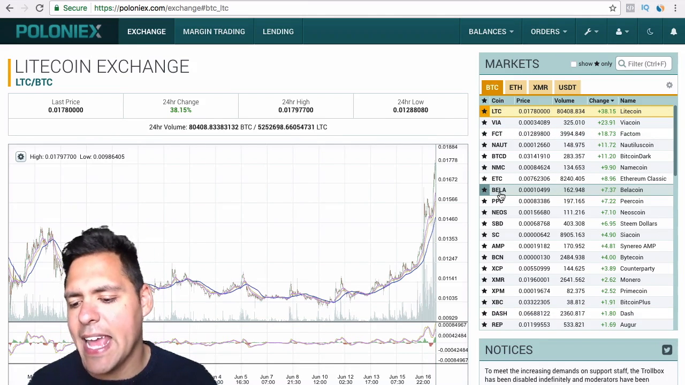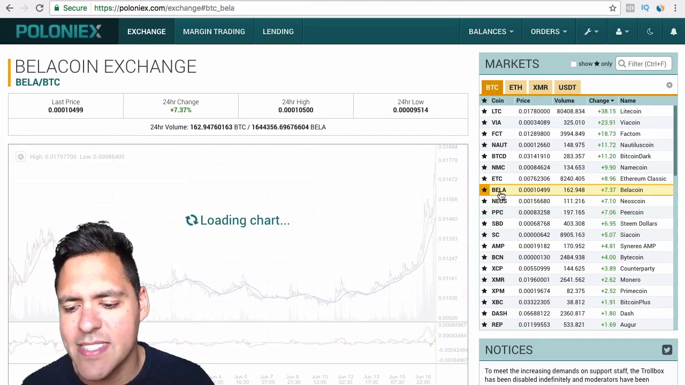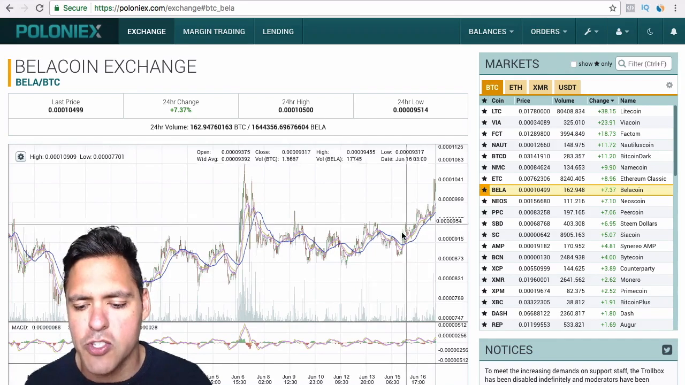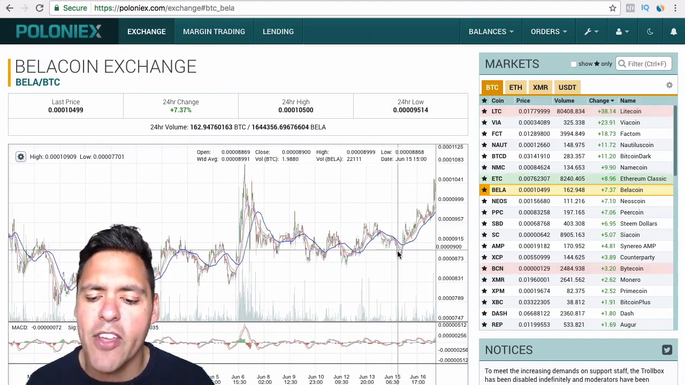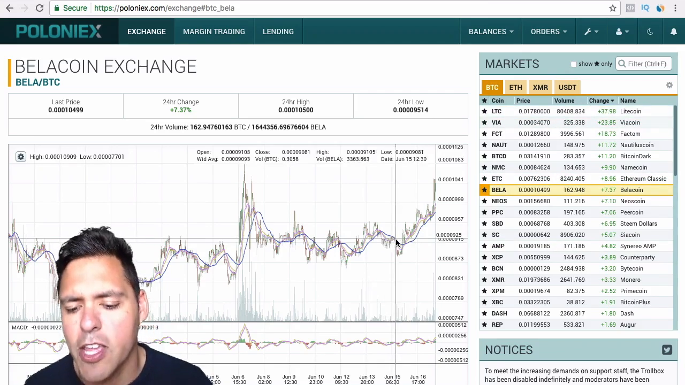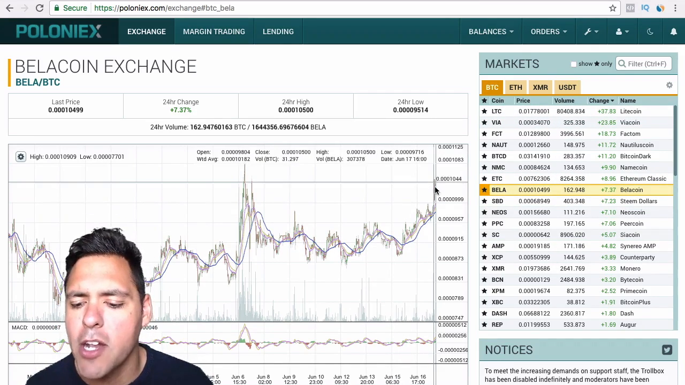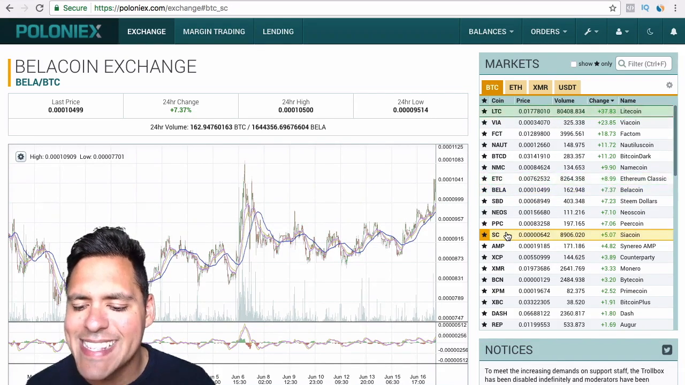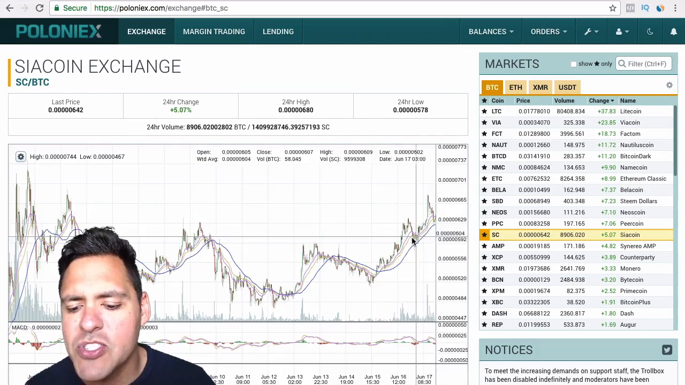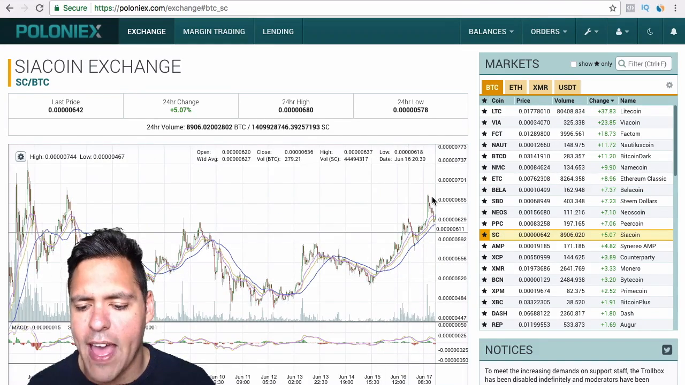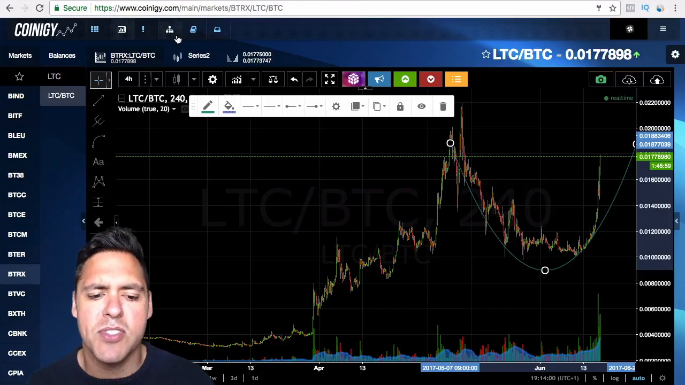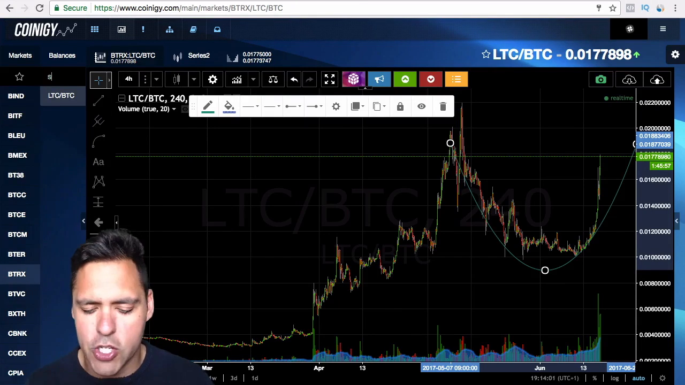Bella is a cryptocurrency that I invested in literally 2 days ago when I saw it had dropped during the crash. It dropped in value and I saw it at the perfect time, and look at that rise. SEA coin, look at how SEA coin is doing. Okay, so let's just bring up SEA coin on Coinergy.